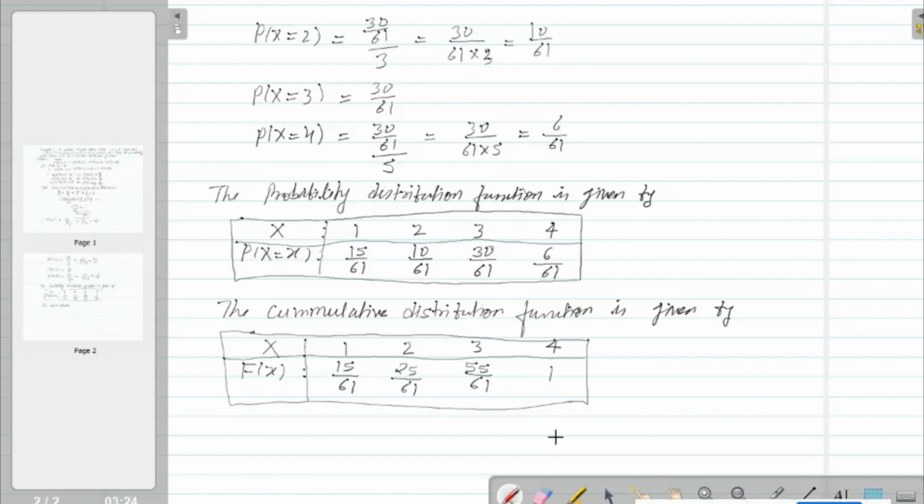You understood this? Yes, sir. Let us do another problem, then you can understand it better. Another problem is exercise for you.